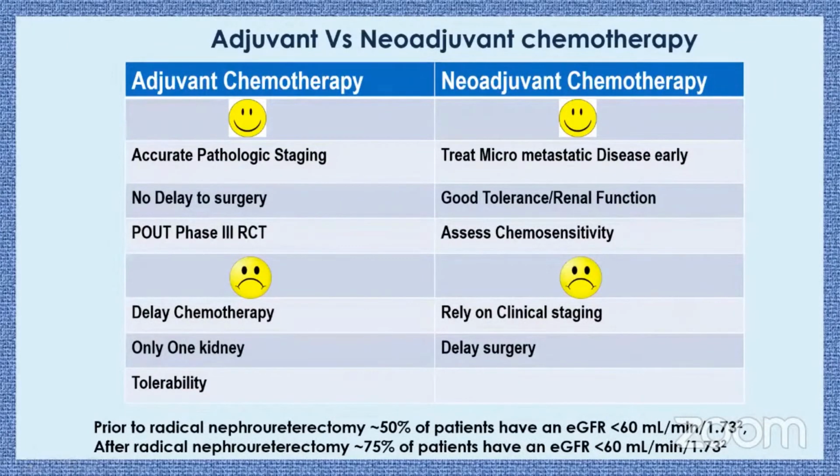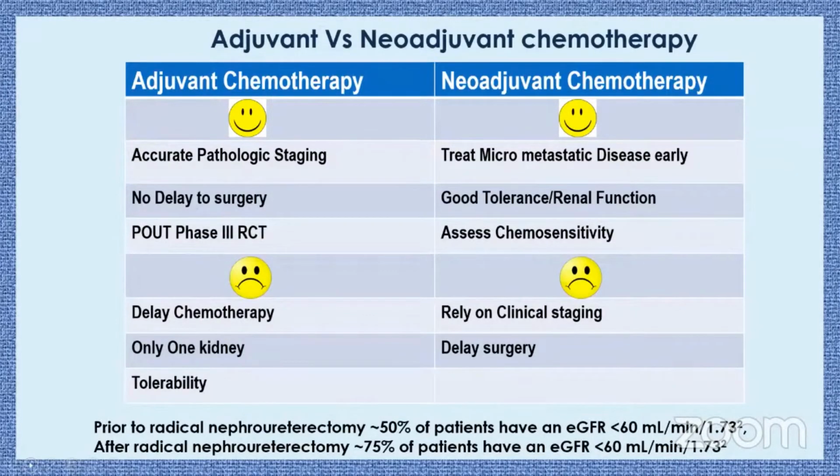So here are the pros and cons of adjuvant versus neoadjuvant chemotherapy. If we use adjuvant chemotherapy, it gives accurate pathological staging and no delay to the surgery. We have randomized phase 3 data which support the use of adjuvant chemotherapy. But it will delay the chemotherapy because it must be given after the surgery. When we give the chemotherapy at that time, there is only one kidney, so we should consider this while treating the patients with cisplatin. Sometimes post-surgically, there is also an issue of tolerability.